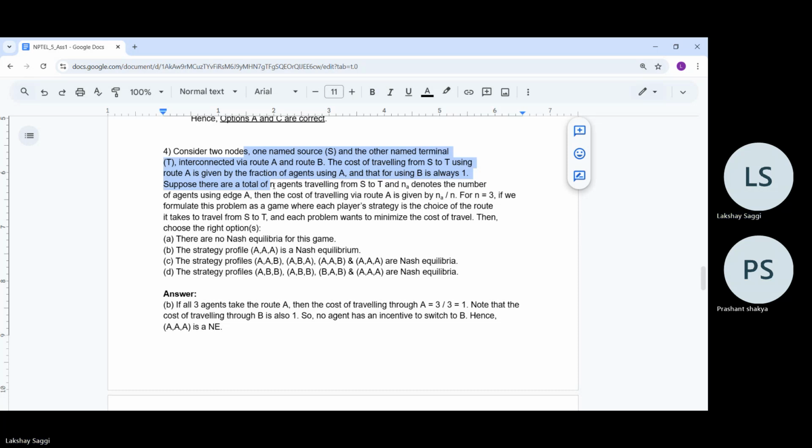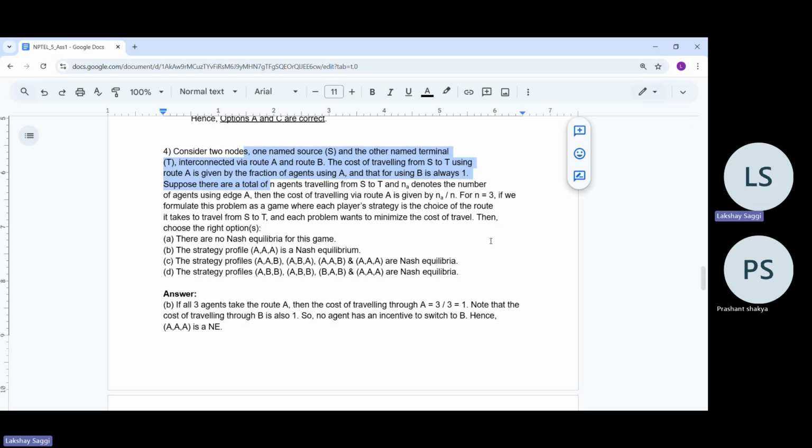In the fourth problem, we have two nodes S and T, which are connected via route A and route B. So there are two roads connecting source and terminal. For one route, the cost is actually dynamic. It is given by the fraction of agents using A. And if we use the path B, then the cost is always 1.